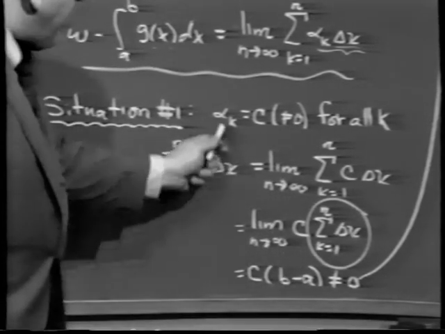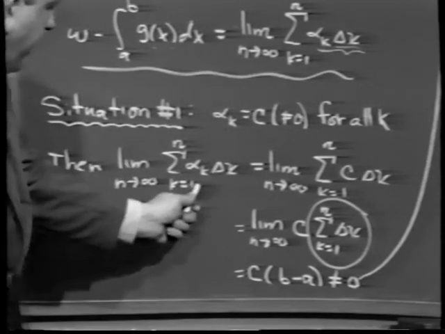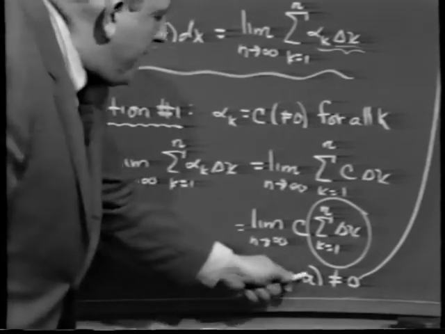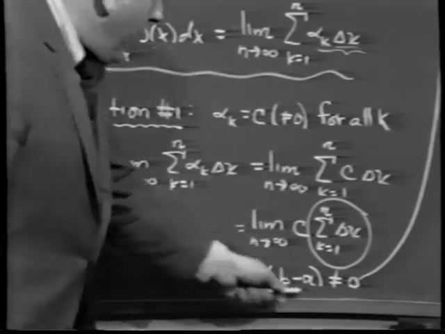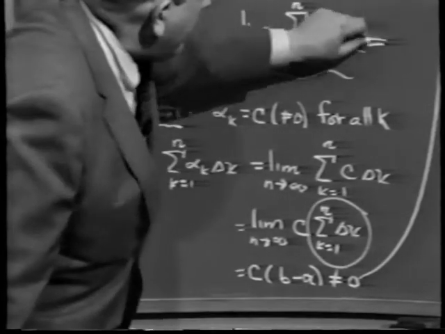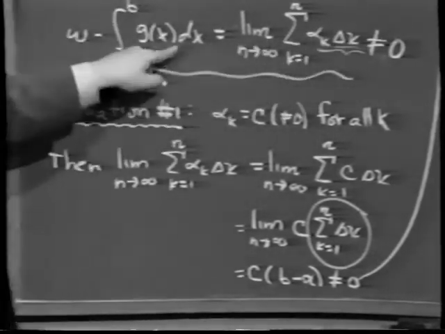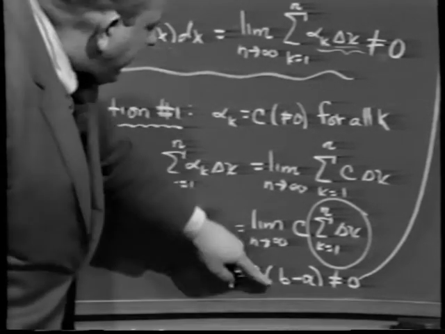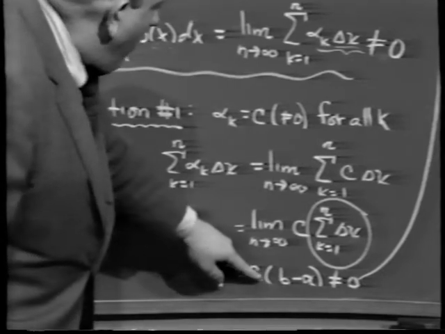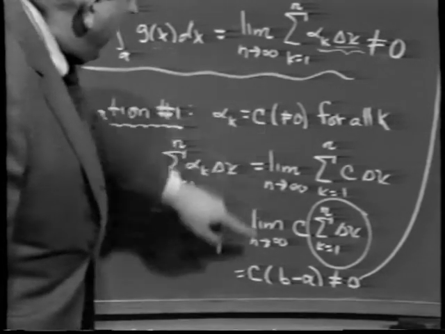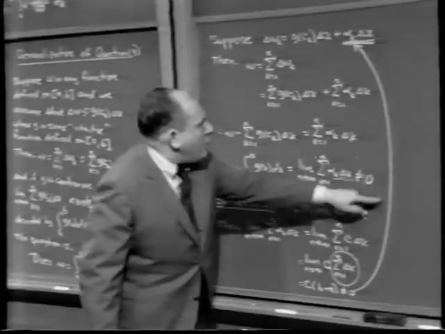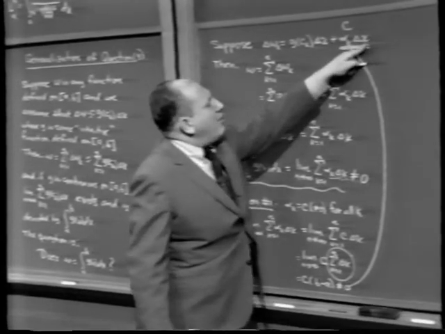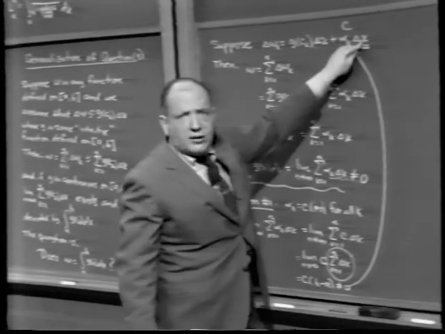In other words, in the case that alpha sub k is a constant, notice that this limit is c times b minus a. C is not 0. B is not equal to a. We have an interval here. Therefore, this will not be 0. And notice that if this is not 0, these two things here are not equal. And by the way, the aside that I would like to make here is that even though this error is not negligible, notice the fact that if alpha sub k is a constant, as delta x goes to 0, this whole term will go to 0.